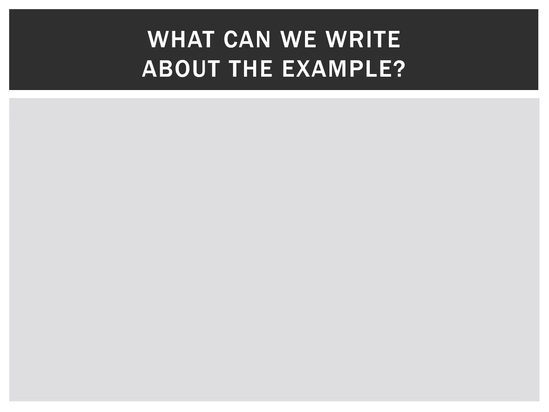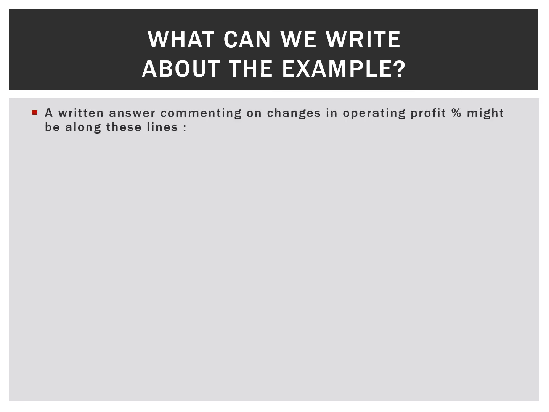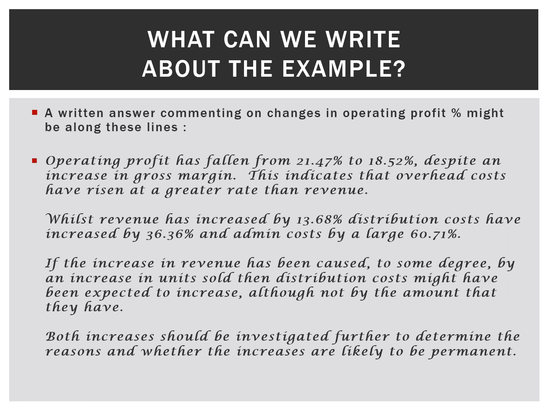So if we want to write about that in the exam, what could we say? I would suggest something along the lines shown here. First of all, as always, I would recommend stating what the figures are and what the changes are. So I'm saying here that the operating profit's fallen from 21.4 to 18.5, even though gross margin has increased. And that tells me that overhead costs have risen at a greater rate than sales revenue.